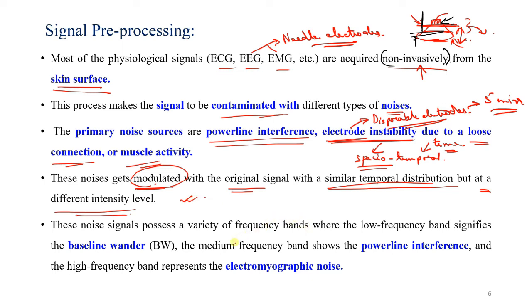Now this noise signal possesses a variety of frequency bands, where the low frequency band signifies the baseline wandering. The medium frequency band shows the power line interference, and the high frequency band represents the electromyographic noise. Okay. Now let us take the first example, baseline wandering. So what is baseline wandering?